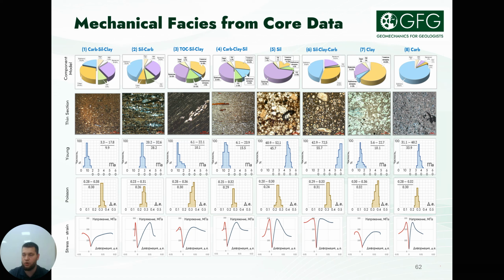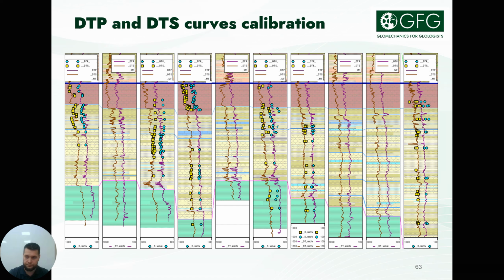Based on a set of core studies including geomechanics, thin section studies, mineral composition, component composition, porosity, permeability, and other factors, the mechanical facies can be identified. For example, as shown in the figure, 8 mechanical facies have been identified based on research, which differ from each other in composition, Young modulus, Poisson ratio, and stress-strain charts. This slide and the next slide show examples of calibrating log curves to core data.